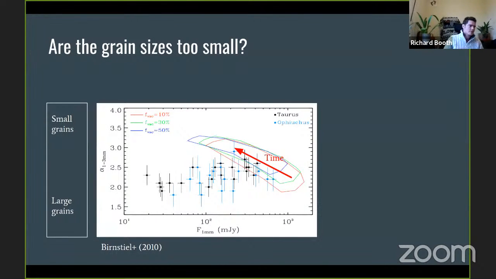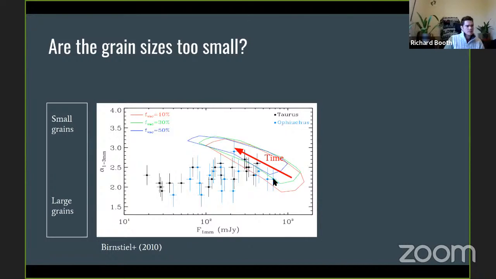Another problem we need to understand is the grain sizes. This has been known for a long time. This is a plot from Tilburn Steel. On the x-axis, you're showing the millimeter flux, and on the y-axis, the spectral index. The spectral index is essentially the log of the slope of fluxes between 1 and 3 millimeters, and it's a proxy for grain size. So large spectral index is small grain size.